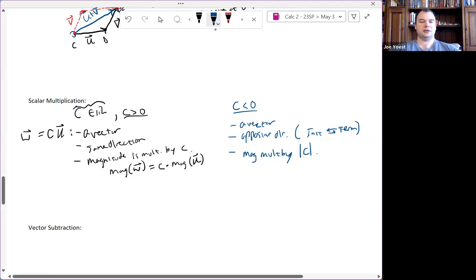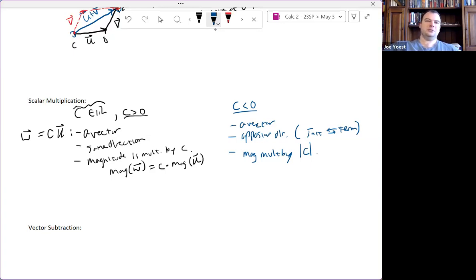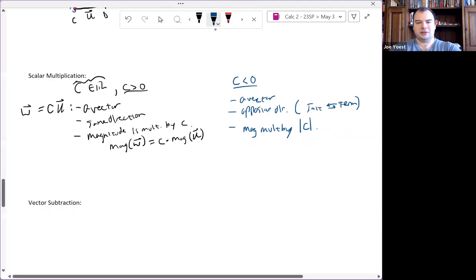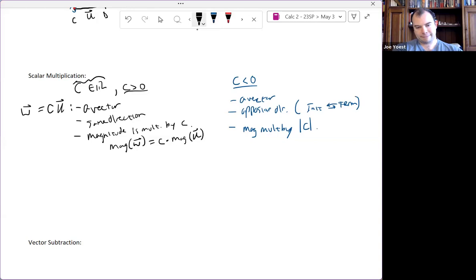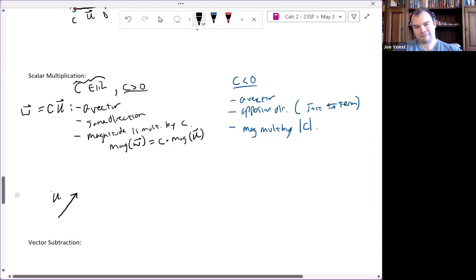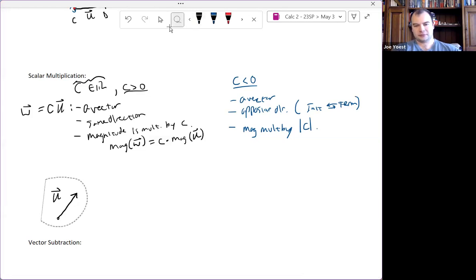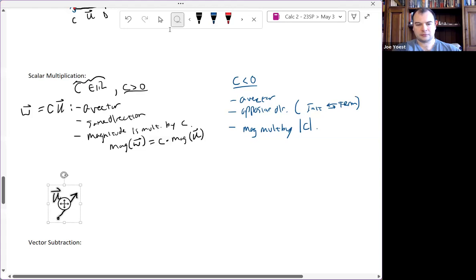So if C is 3, 3U bar just takes the vector U and stretches it by a factor of 3, makes it 3 times as long. It keeps it in the same direction. Negative 3U bar takes that vector 3U bar and just flips the initial and terminal points. So if I have U bar, see if I can do this.